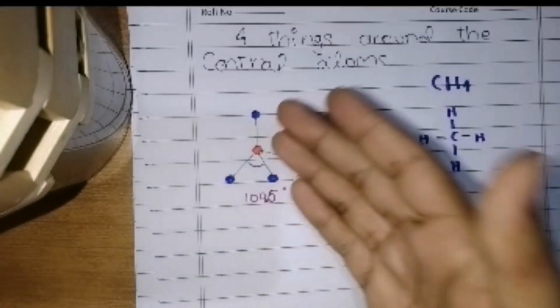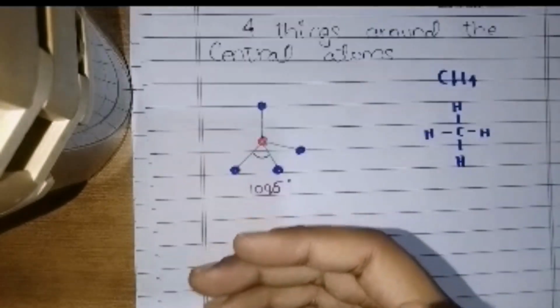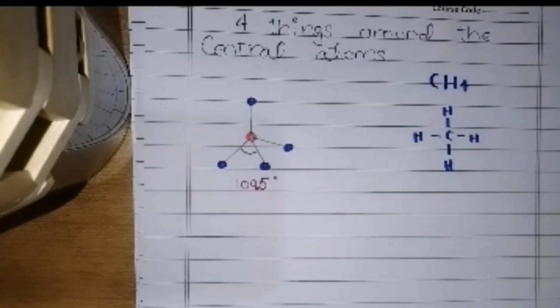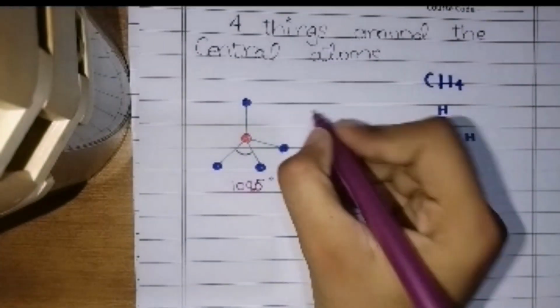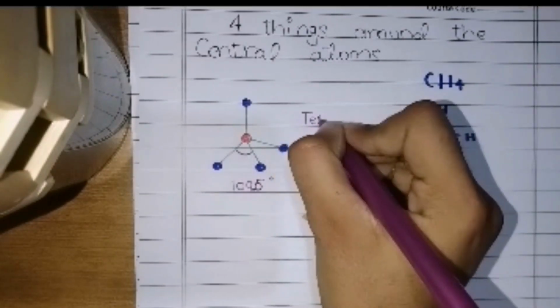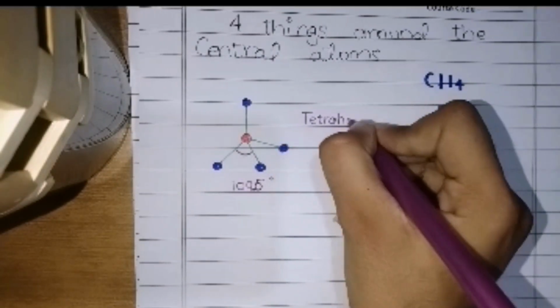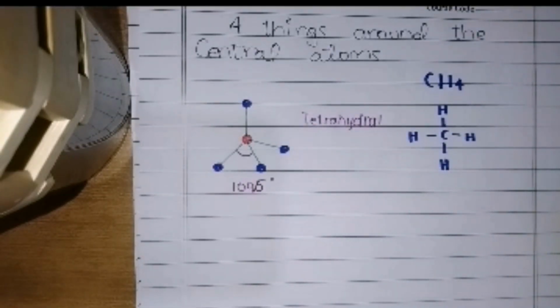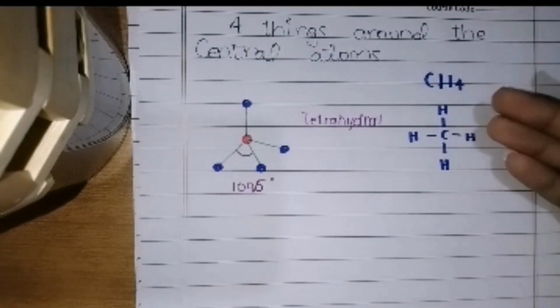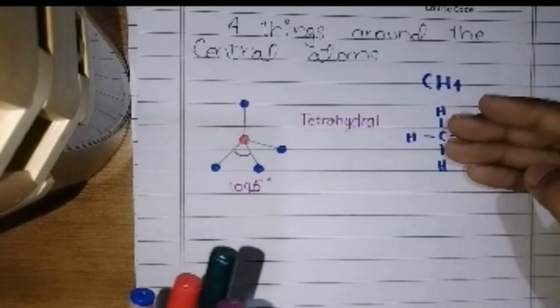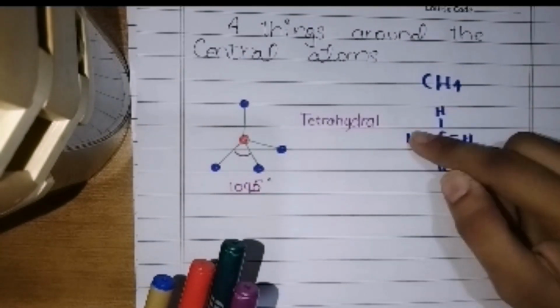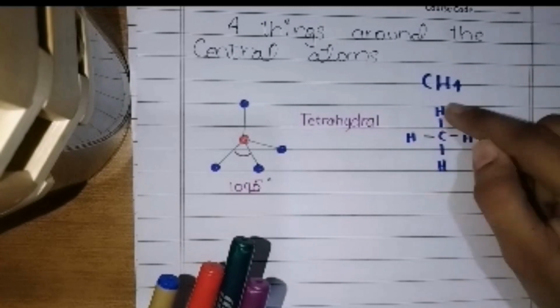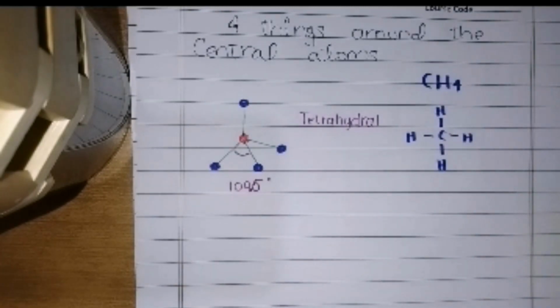109.5 here. This is the main bond angle which every tetrahedral molecule without a lone pair could have. So 109.5 is the bond angle, and the molecule's geometry would be called a tetrahedral molecule. But we have all four bonds here.